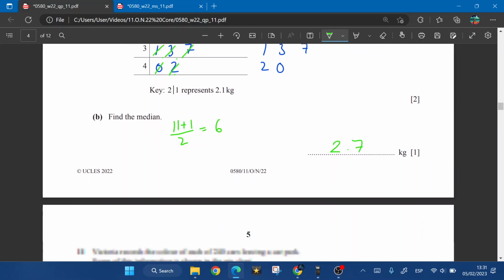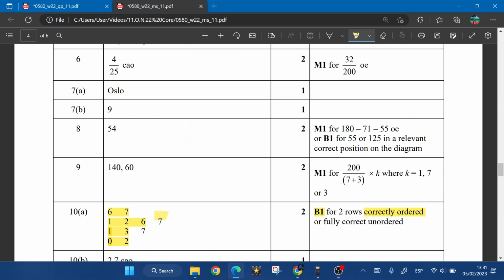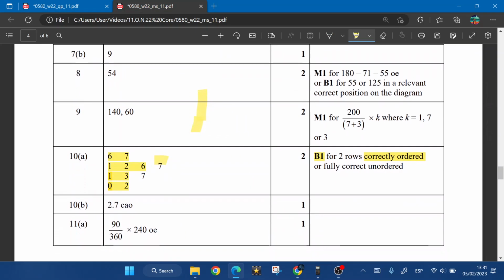Okay, give it a practice, give it a go. So 2.7 being the correct answer. There, 2.7 being the correct answer.